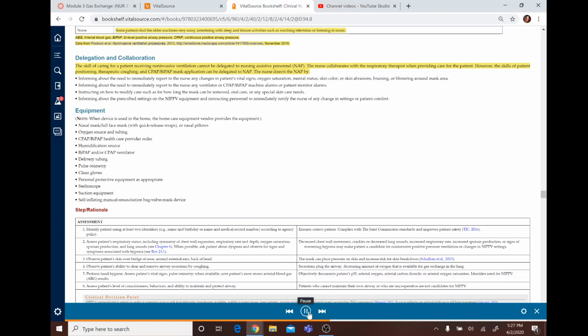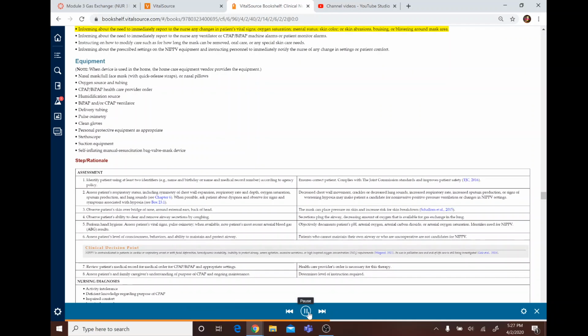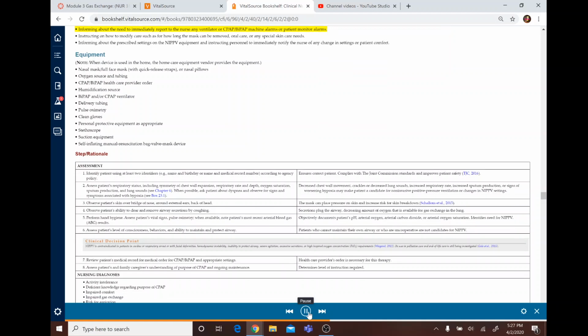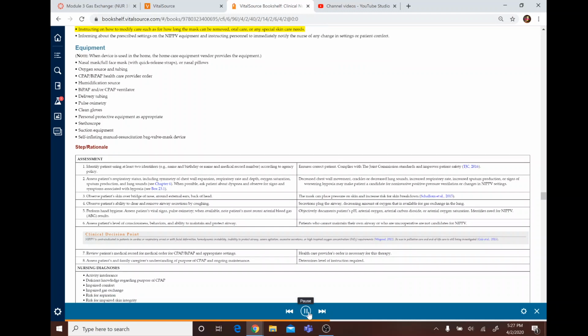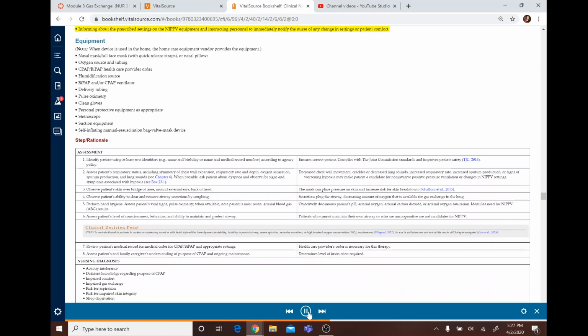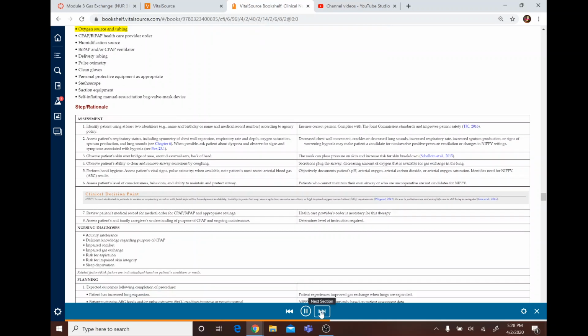The nurse directs the NAP by informing about the need to immediately report to the nurse any changes in patient's vital signs, oxygen saturation, mental status, skin color, or skin abrasions, bruising, or blistering around mask area. Informing about the need to immediately report to the nurse any ventilator or CPAP/BiPAP machine alarms or patient monitor alarms. Instructing on how to modify care such as for how long the mask can be removed, oral care, or any special skincare needs. Informing about the prescribed settings on the equipment and instructing personnel to immediately notify the nurse of any change in settings or patient comfort.